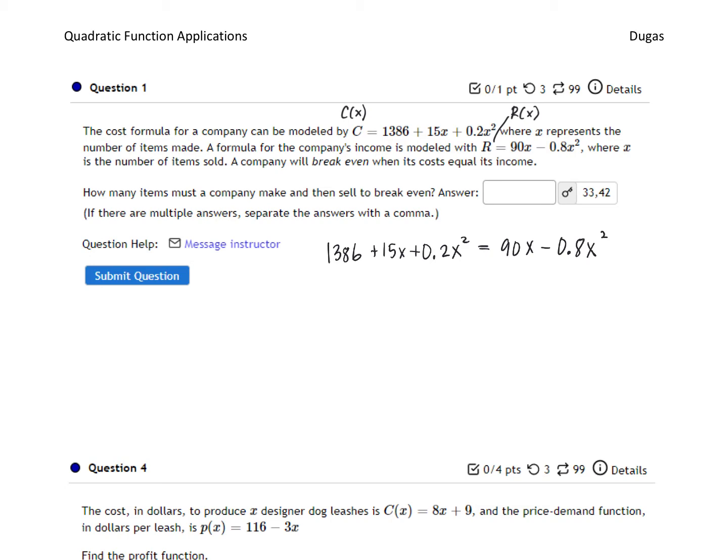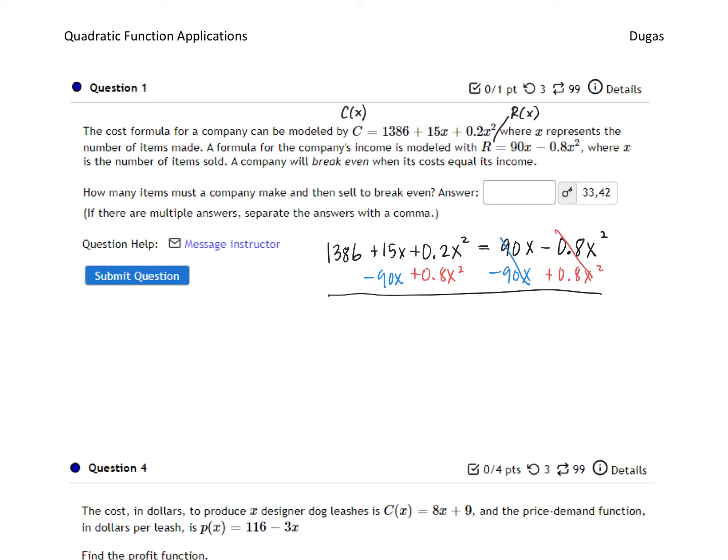So this is a quadratic equation because I have x squares. So when you have a quadratic equation, remember that you want to get everything on one side of the equal sign and set it equal to 0 so that you have the option to try to factor or use the quadratic formula. So I'm going to add 0.8x squared to both sides because that will zero out the x squared. And then I want to move that 90x, so I'm going to subtract 90x from both sides. So on the right hand side, I'm going to get the 0 that I want.